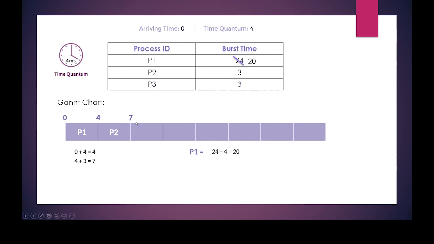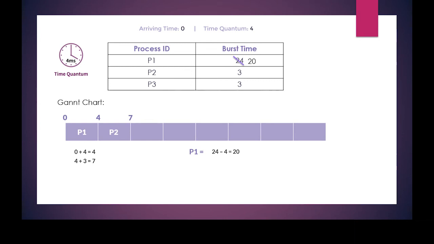And P2 will voluntarily release the CPU because its burst time is only 3 milliseconds, which is less than the time quantum. Again, our given time quantum is 4, but the burst time of P2 is 3. So P2 will voluntarily release the CPU because the process is already done. In this case, we don't have to preempt P2 because the process is already completed.